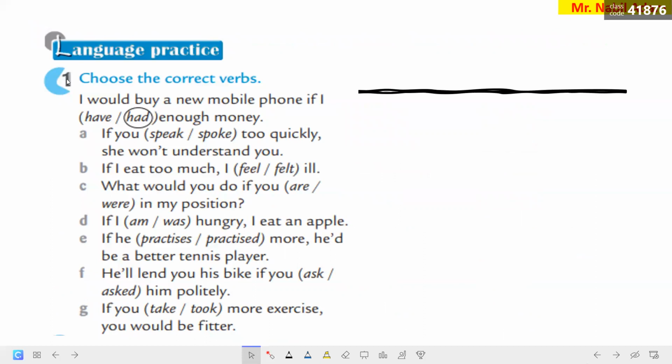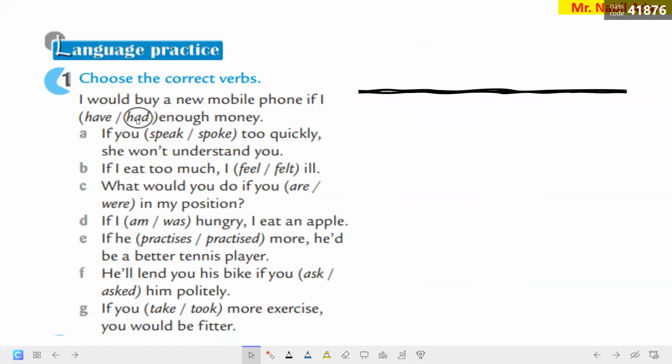Now, exercise number 1, language practice here. We are revising grammar for module 3. Choose the correct verbs. Here you are revising the if conditional sentence. Example: I would buy a new mobile phone if I had enough money. You notice here if, and you have would plus infinitive, so you should use the past or the second conditional.